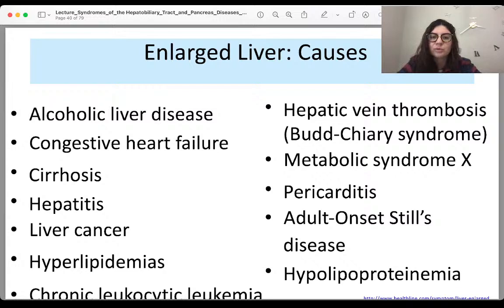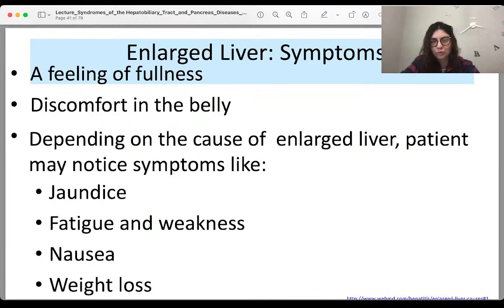Hepatomegaly can be provoked by metabolic syndrome X, pericarditis, adult onset Still's disease, and hypolipoproteinemia. It is the most often cause. What symptoms can be clinically in patients with hepatomegaly? It is feeling of fullness, especially in the right upper quadrant of abdomen. It is discomfort in the belly. Depending on the cause of enlarged liver, patient may notice symptoms like jaundice, fatigue and weakness, nausea, and weight loss.